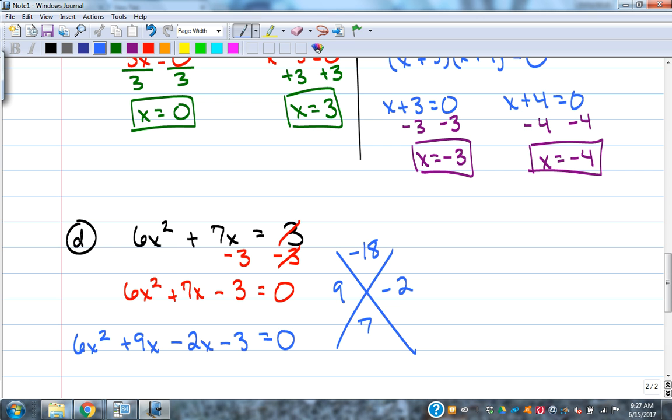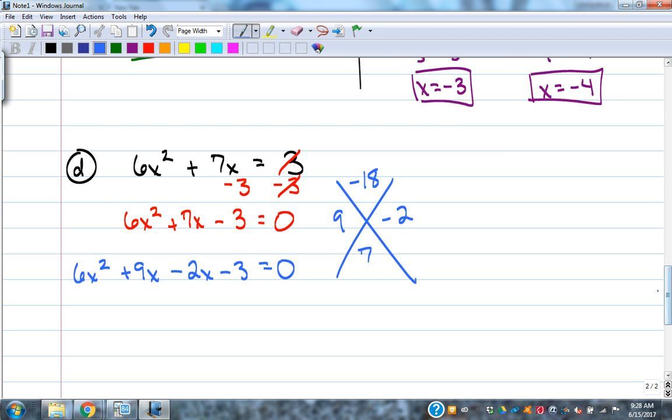Doesn't matter what order you put the 9x and the minus 2x in. If you put the minus 2x first, that's fine. You're going to end up with the same two factors. It just may look a little different as you're getting there if you put them in the different order.